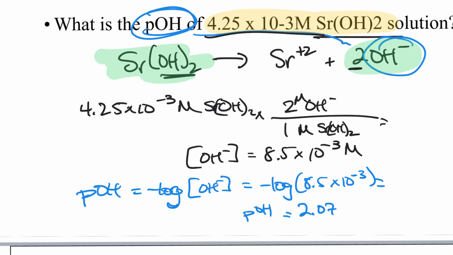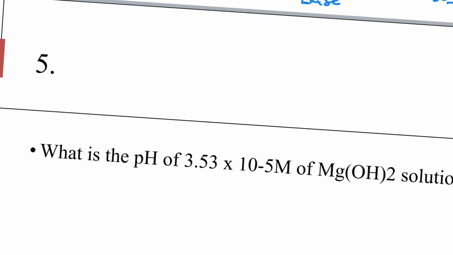Once again, with a pOH of 2.07, remember pOH is the exact opposite of pH. So when it comes to qualitatively describing whether it's an acid or base, in this case it's a base, because on a pOH scale, bases are 7 and under, or less than 7, I should say. And once again, this simply means that the hydroxide concentration is greater than the hydronium concentration. All right, let's look at the next question, number 5.